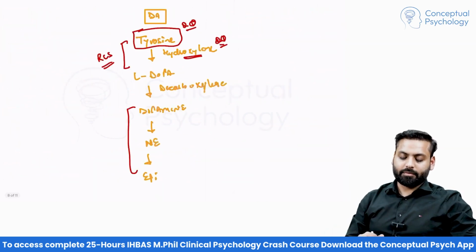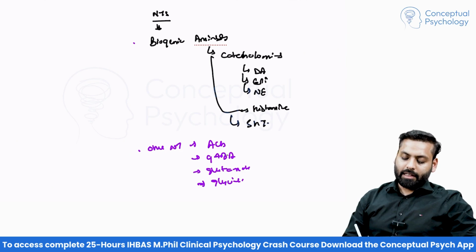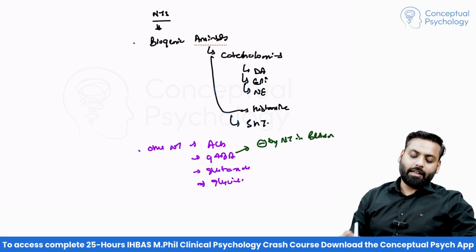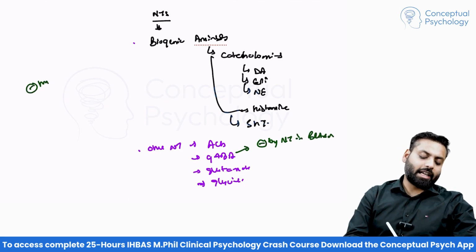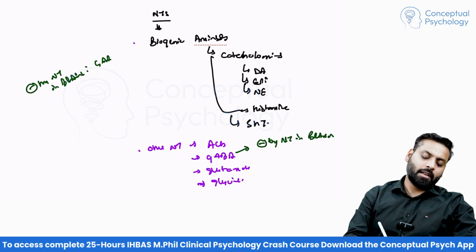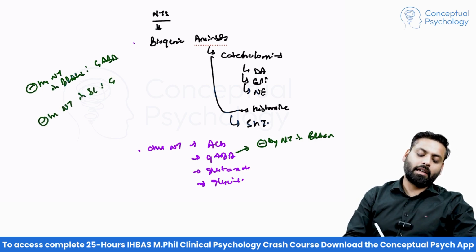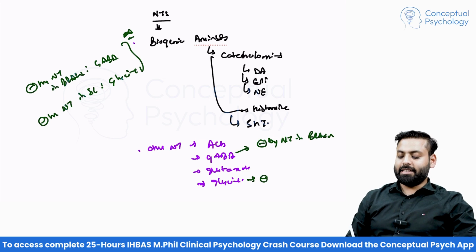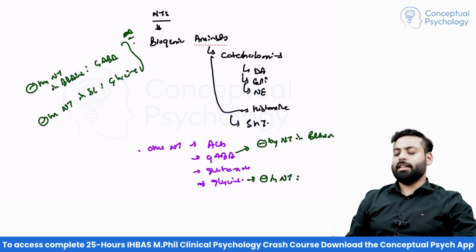Then GABA. GABA is the major inhibitory neurotransmitter in the brain. They will ask you, inhibitory neurotransmitter in brain, GABA. Inhibitory neurotransmitter in spinal cord, glycine. Do not confuse. Glycine is the inhibitory neurotransmitter in the spinal cord.